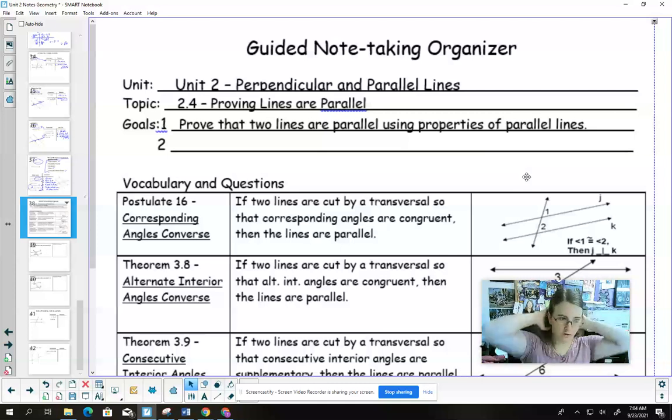Okay, we've gone to 2.4 here, guys. So in 2.4, we're going to be doing some more proofs. What we've done so far is, given that lines are parallel, we want to prove something knowing that.